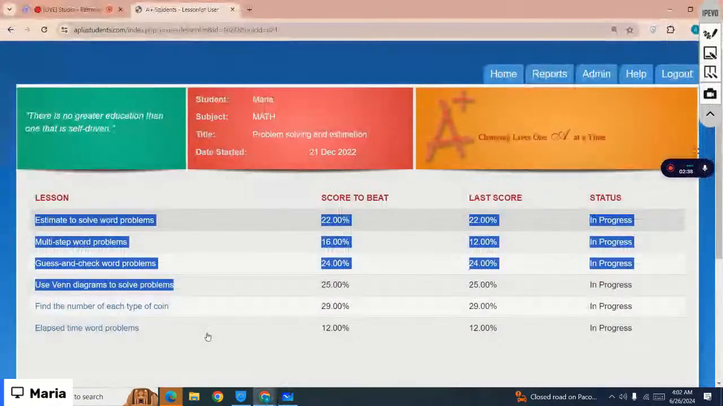So here I'm on grade 7 math. Let's just start with the chapter that is problem solving and estimation. Let's start with the first lesson that is estimate to solve word problems.